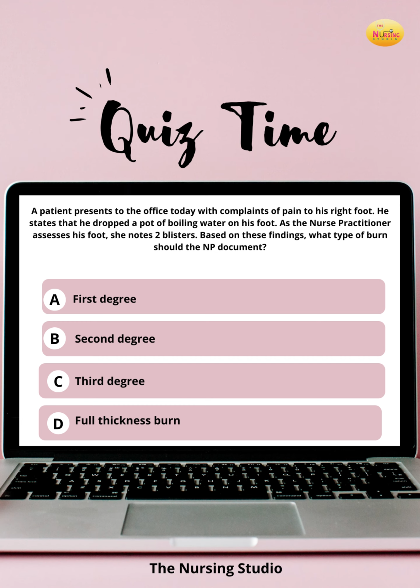I always tell you to read the stem of the question first to ensure you are answering what is truly being asked. So the stem states, based on these findings, what type of burn should the nurse practitioner document? The patient came in complaining of pain to the right foot, states that he spilled boiling water on that foot. The nurse practitioner notes blisters to that foot. So you need to start thinking of how the presentation is for the different types of burns. We have our first degree, second degree, third degree, but do you know those full presentations?